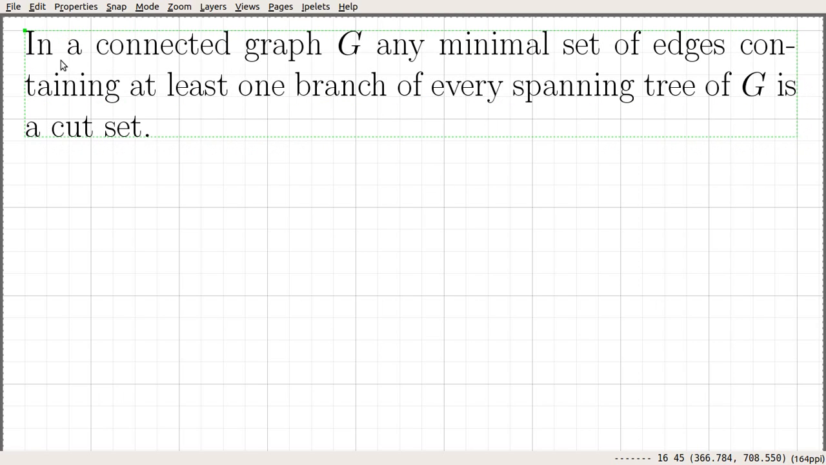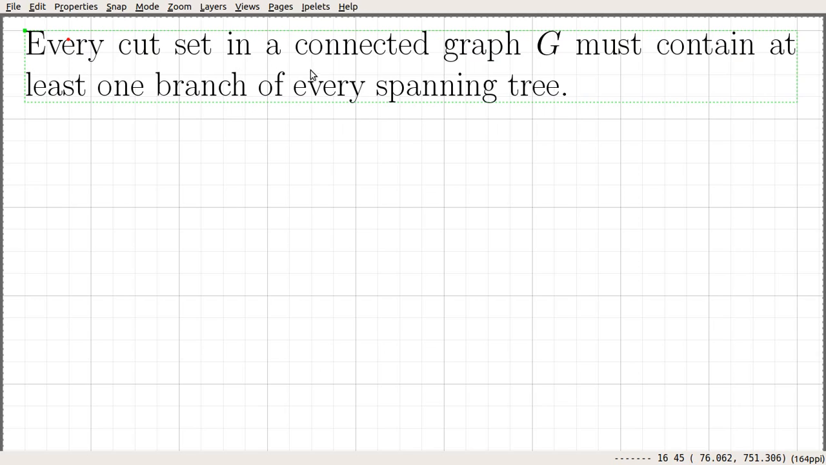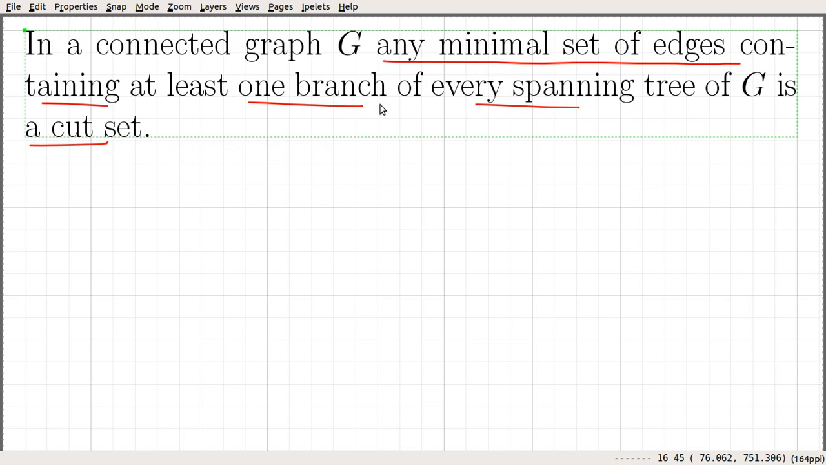The converse of that statement reads as follows: in any connected graph G, any minimal set of edges containing at least one branch of every spanning tree of a graph G is a cut set. So the earlier statement reads: every cut set in a connected graph G must contain at least one branch of every spanning tree. This says any minimal set of edges containing at least one branch of every spanning tree is a cut set. Okay, so let's go and prove this statement.